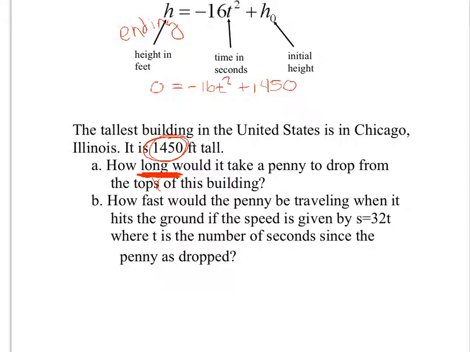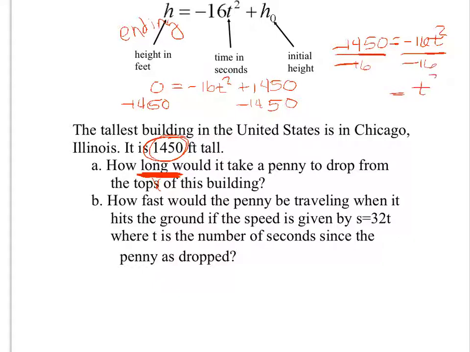And so now, it's our job to solve this. I need to get the thing being squared by itself. So let's move the 1450 over, so subtract 1450. Alright, so we have -1450 equals -16t squared. And then I'll divide by -16 equals t squared. So let's see, 1450 divided by 16.